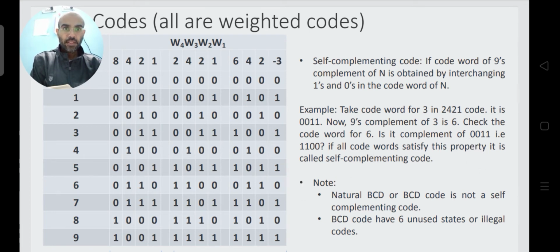Now, to represent, let's say... I think there is some mistake in this particular code. So it should be 4 plus 2. So it should start from here. So 1, then it is minus 3, then 2, then 4. So some mistake probably I made. So it should be 110, I think.